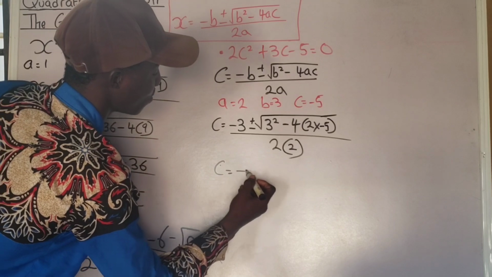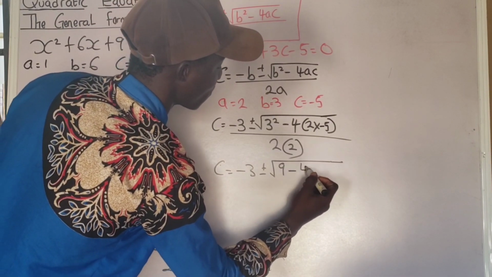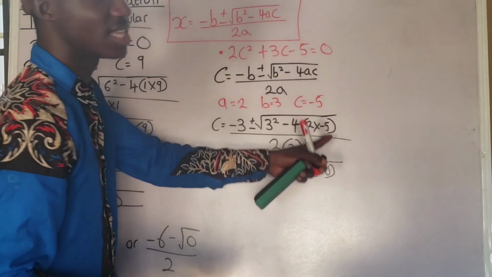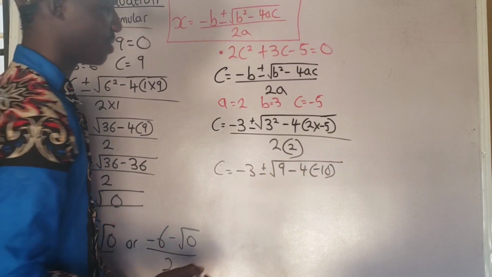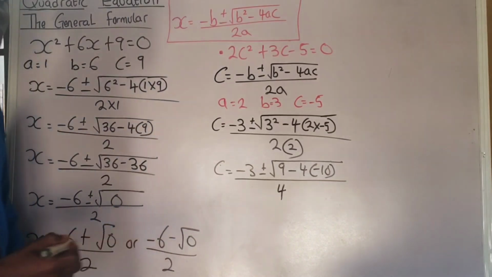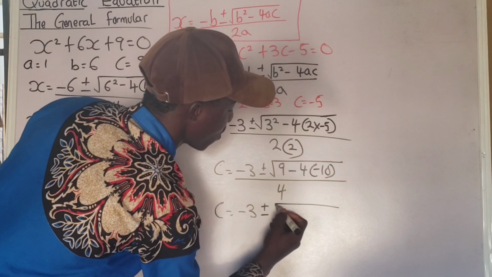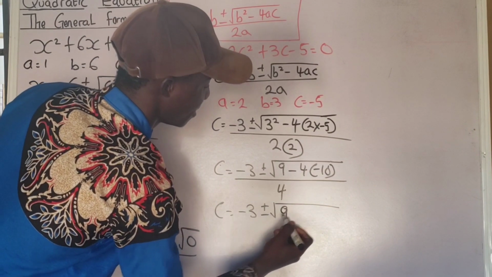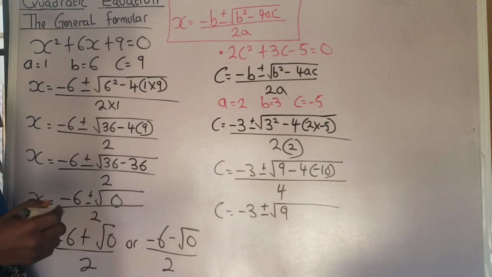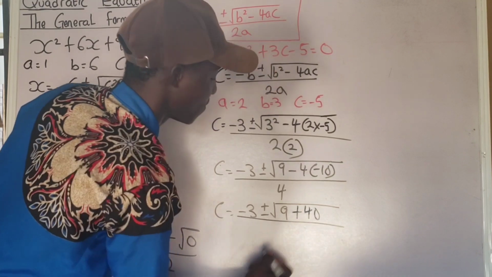So c equals minus 3 plus or minus square root of b squared, which is 9, minus 4 into bracket negative 10. Do you understand? 2 times negative 5 is negative 10. All over 2 times 2, which is 4. So c equals negative 3 plus or minus square root of 9 minus 4 multiplied by negative 10. What will be the answer? Positive 40. So I'm going to have positive 40 all over 4.